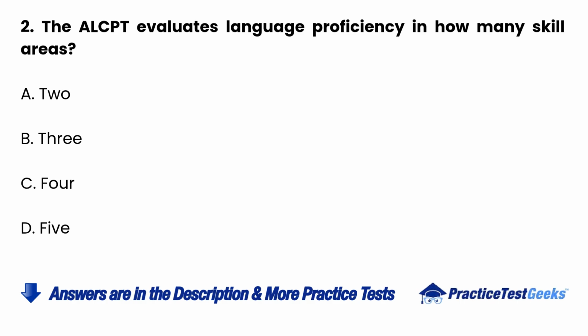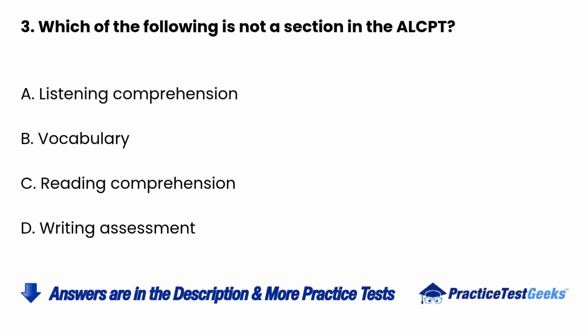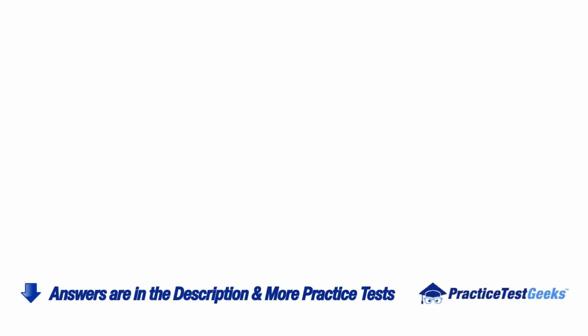A. 2. B. 3. C. 4. D. 5. 3. Which of the following is not a section in the ALCPT? A. Listening comprehension. B. Vocabulary. C. Reading comprehension. D. Writing assessment.